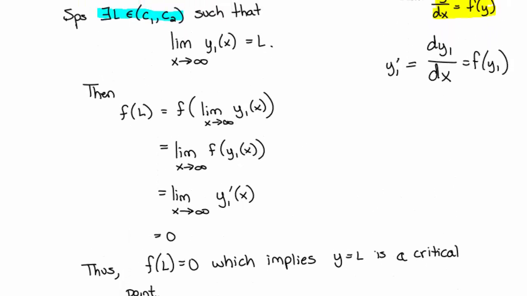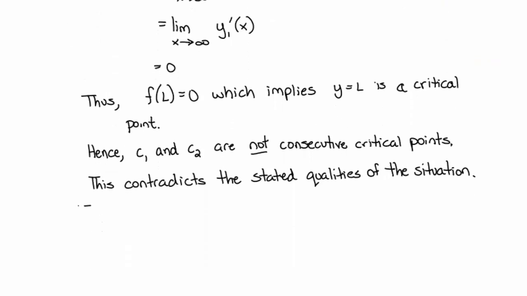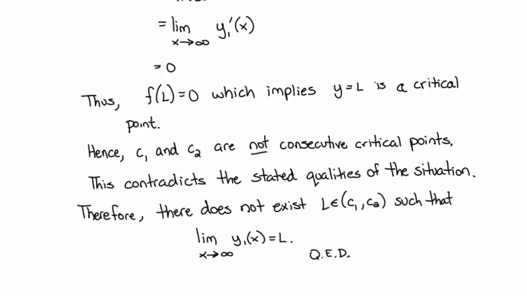Now, if you look through my proof here, there's only one place where I said assume or suppose, and that was: suppose there exists some L between C1 and C2 such that the limit of our solution is going to be that L. So therefore, there does not exist some number between C1 and C2 such that the limit as x approaches infinity of our solution to this differential equation becomes that number. There's no such number. And that finishes the proof.